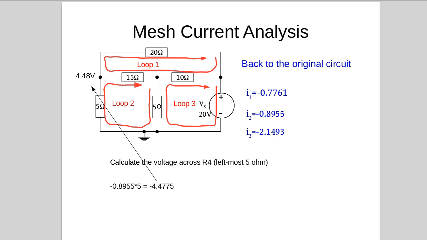Let's try and calculate some voltages. For instance, if we want to calculate the voltage at this point here, it turns out I2 does not flow in the direction of the arrow, it actually flows in the opposite direction. So the current flows into the top of the 5, so this will be the positive end, and it's 4.4775, 4.48 volts here. This is actually the value that we calculated with node voltage analysis.